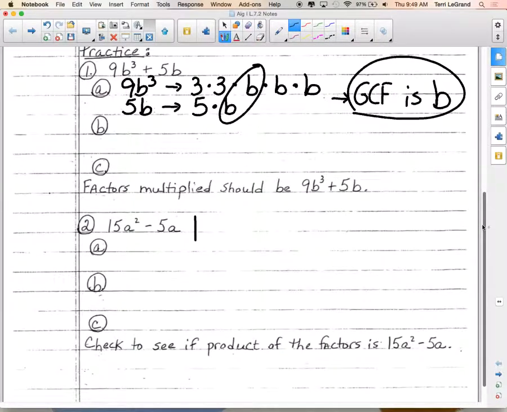So now what we do is we take each of those terms of the binomial and divide it by that GCF. So what is 9b to the third power divided by b?